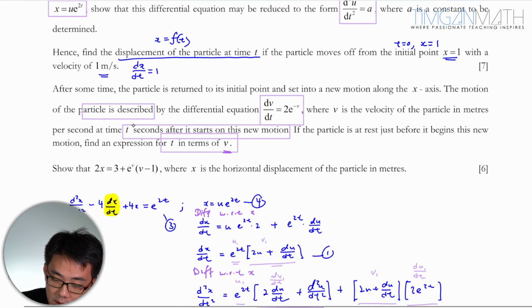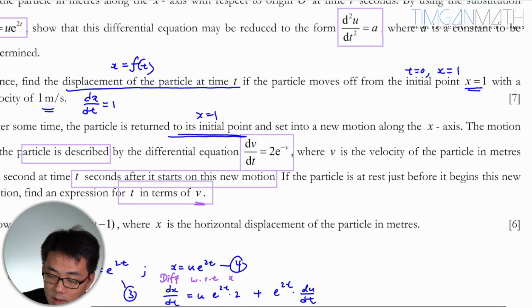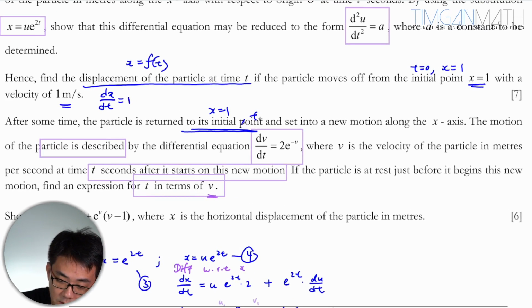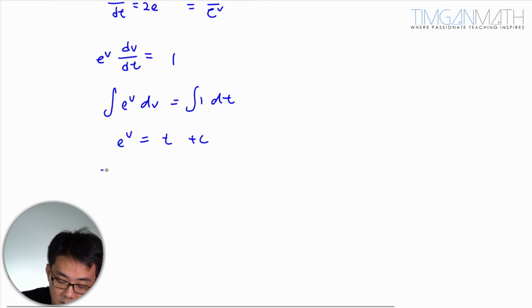The motion of the particle is described by this differential equation. Return to its initial position. Initial position is x equals 1, right? And t equals 0. T is after, so t equals 0 starts from the new motion. So when t is 0, x is 1. So t is 0, x equals 1.